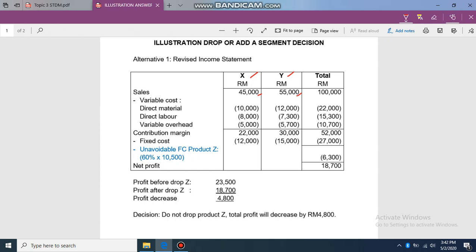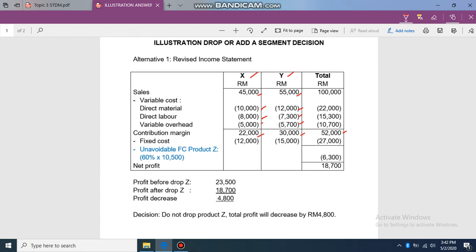So it refers to X. If X sales do not change, the material cost does not change. The same goes for direct labor and variable overhead. So all the variable cost does not change. If the sales increase by 50%, the variable cost also increases by 50%. If the sales decrease by 10%, the variable cost also decreases by 10%. So after we minus, we will get the contribution margin for X and Y. So this is the total contribution margin.